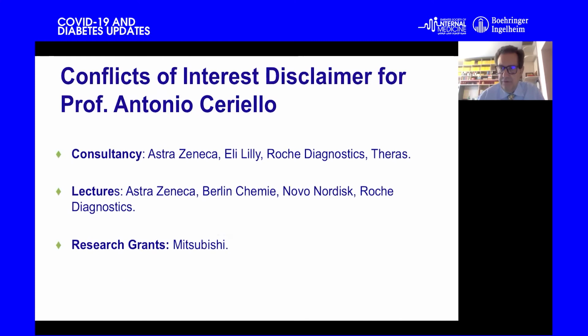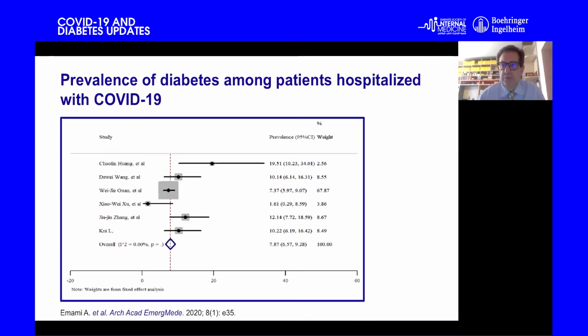These are my conflicts of interest. So there is no doubt, as already underlined by Dr. Rafid, that when diabetes is present, the prognosis of COVID-19 is very bad. And also there is a huge contribution to the possibility to die when somebody has diabetes. So this has been really clarified.